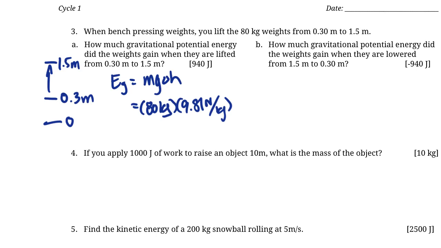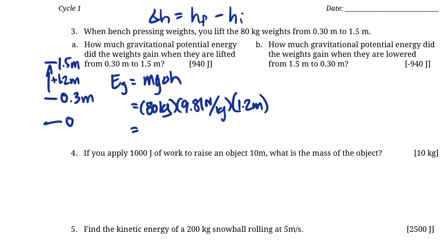Well, remember, change in anything is always the final minus the initial. So delta h is like our final height, hf, minus our initial height, hi, right? You can also just look at the little drawing that I drew, and you can see that the change in height from 0.3 to 1.5 is going to be 1.2, right? Because it goes up by 1.2. So this is plus 1.2 meters is the delta h.